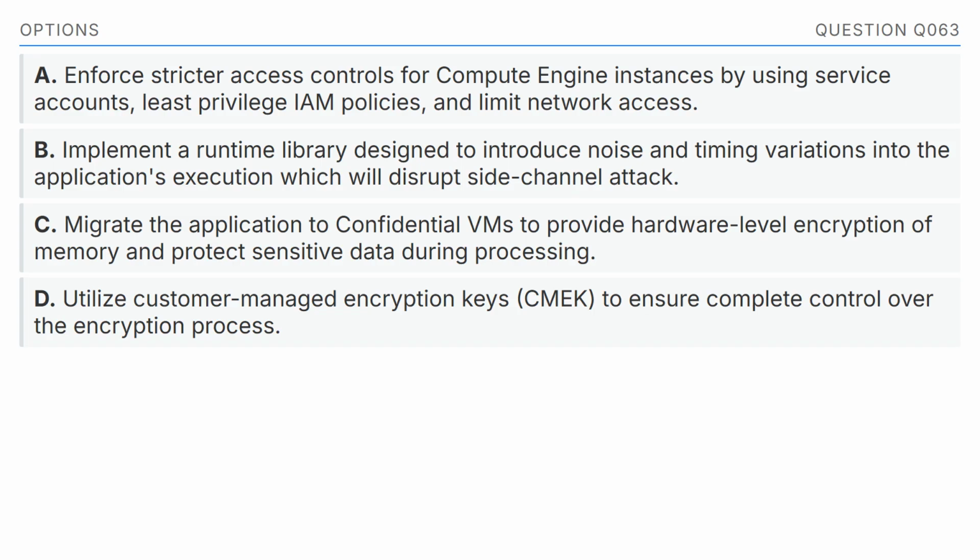Enforce stricter access controls for Compute Engine instances by using service accounts, least privilege IAM policies, and limit network access. Option B. Implement a runtime library designed to introduce noise and timing variations into the application's execution, which will disrupt side-channel attack. Option C. Migrate the application to Confidential VMs to provide hardware-level encryption of memory and protect sensitive data during processing. Option D. Utilize customer-managed encryption keys, CMEK, to ensure complete control over the encryption process.